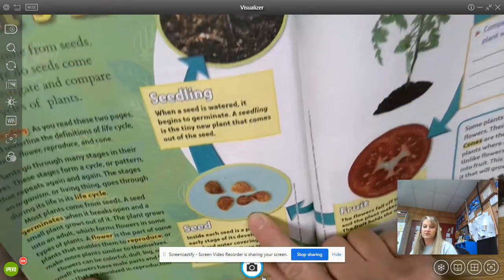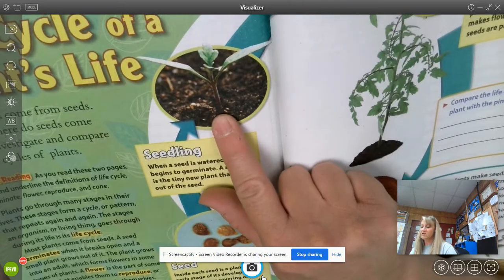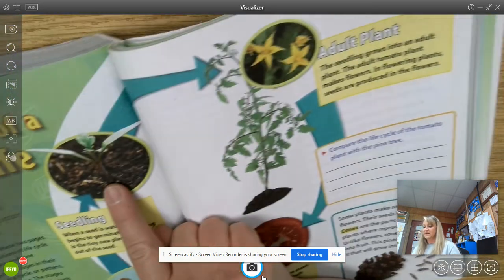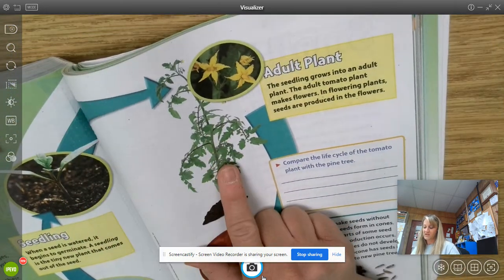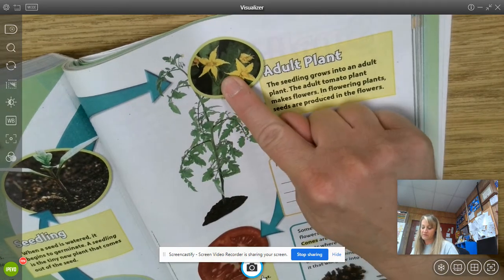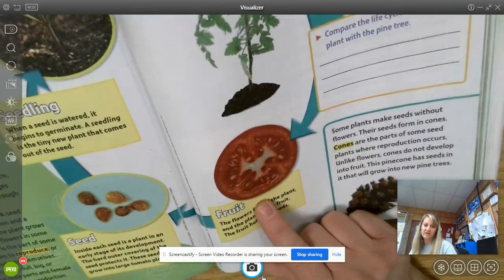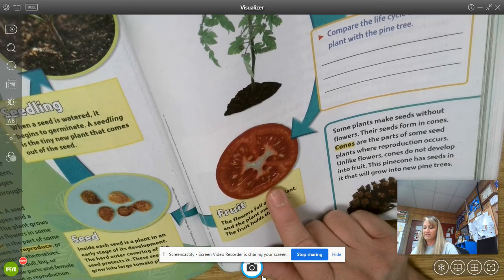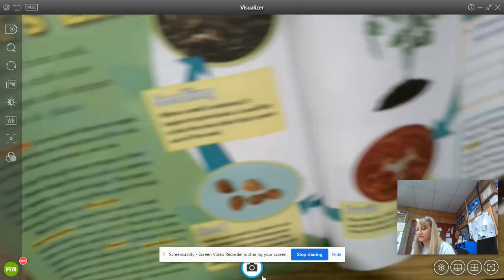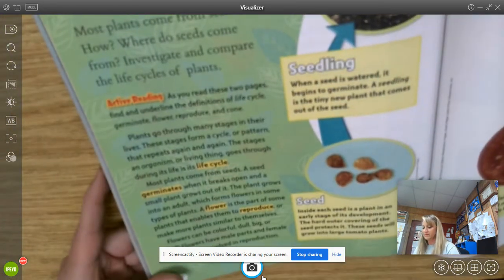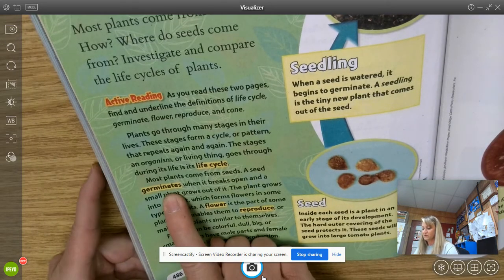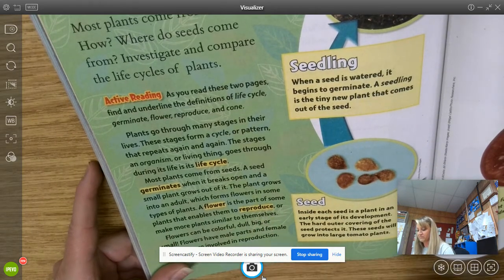And then it grows a little bit to a seedling, pops out of the ground. It makes an adult plant. It blooms into a flower, and then the flower makes the seeds again, and the fruit, and inside the fruit are the seeds again, and then it starts back over. It's the life cycle. Okay? Germinates is when it breaks open. Reproduces, make more.